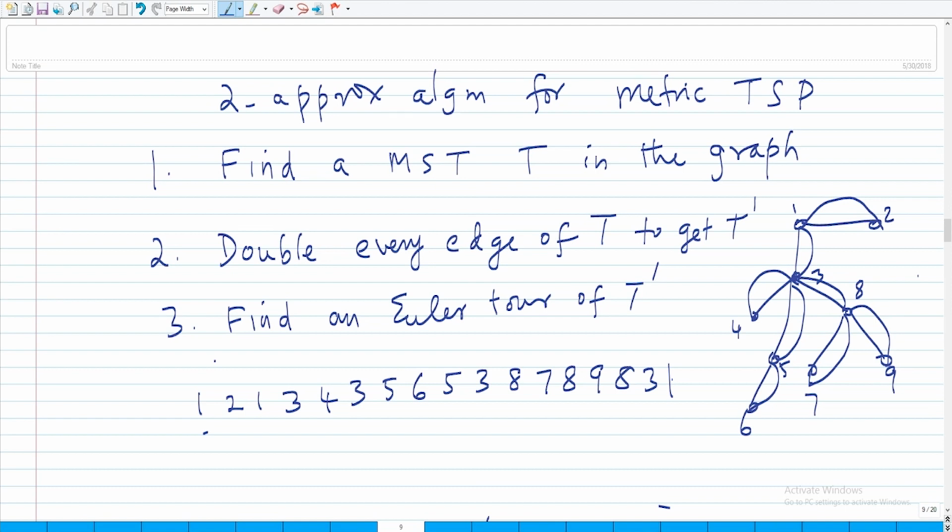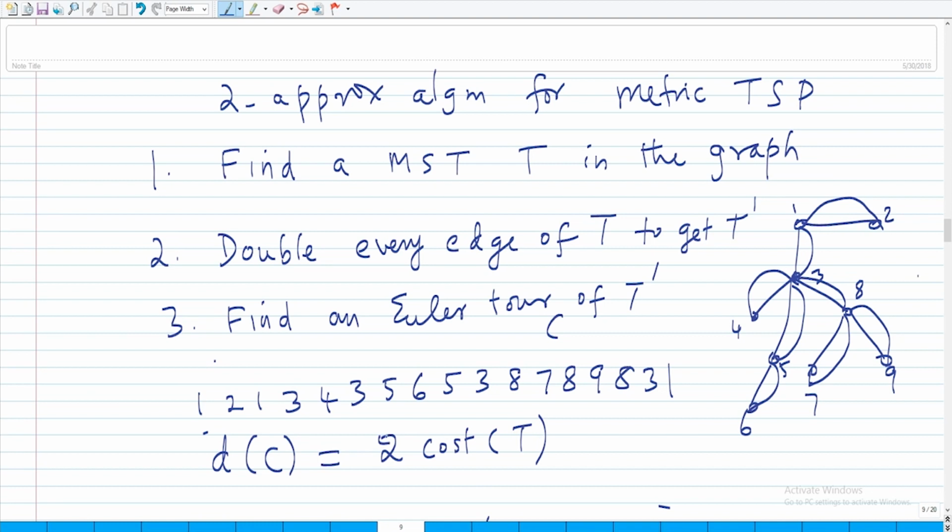And remember, each edge has a weight associated with it, the original graph weight. Let us call this tour C. What is the cost or the distance of C, the total distance of this Euler tour? It is 2 times the cost of the minimum spanning tree, because what did I do? I just doubled every edge and visited every edge exactly once.